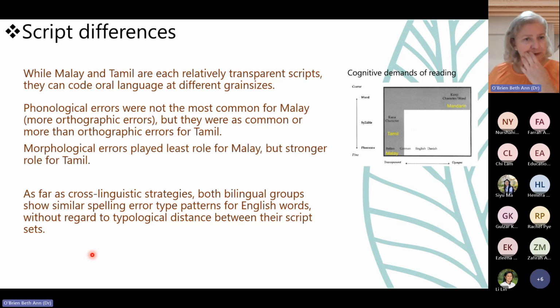So as far as their cross-linguistic strategies, both of the language groups showed similar spelling error type patterns for English words. So this again indicated that this was outside of the regard of typological distance between their script sets.